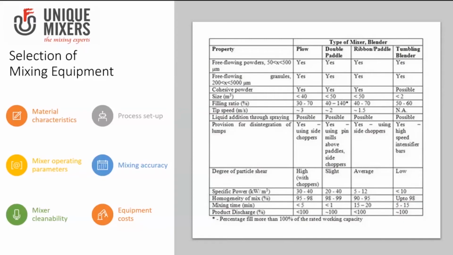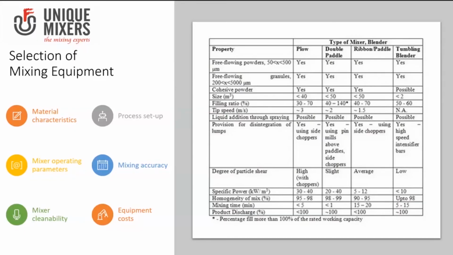There could be applications which require liquid addition through spraying. We may have applications where we would want to disintegrate the lumps and agglomerates. At the same time, we would have applications where we would want to protect our materials from any disintegration or particle shear. The specific power that is required for an application, as we discussed, the homogeneity of the mix, the mixing time, and the desired product discharge.